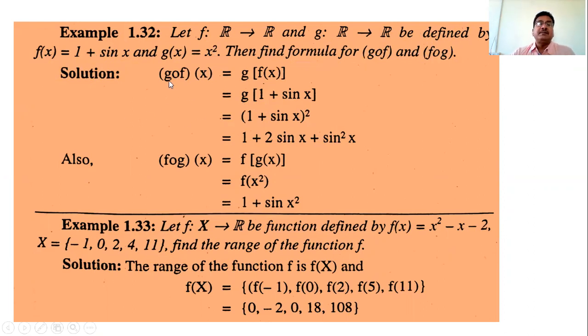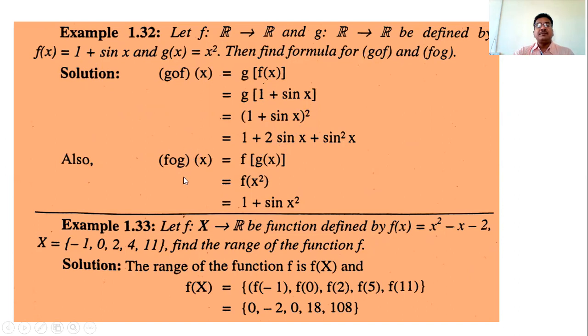So g circle f(x) is what? g of f(x). This is the formula to find g circle f(x). And f(x) is 1 plus sin x, and g(x) is x square. So g of 1 plus sin x is what? (1 plus sin x) square. So its square is this, and this is the formula for g circle f.